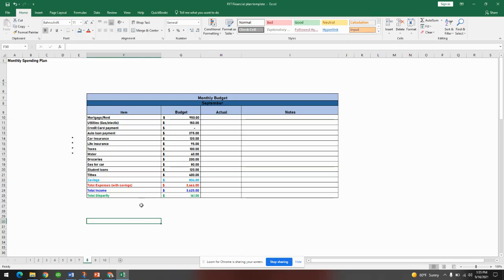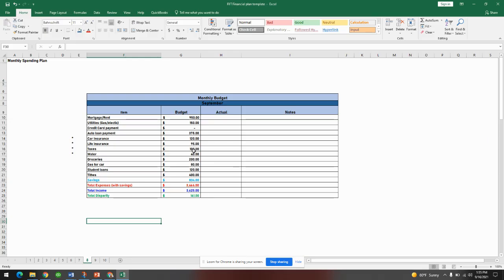So, all I did for our monthly budget amount, and we are in the month of September as an example, so I have September here, but all I did was bring over my monthly numbers to create my budget column. Okay. So I brought over the $950 for mortgage, $150 for utilities. There is no credit cards. I had $375 for auto loan. Insurance is $120. Life insurance is $95.